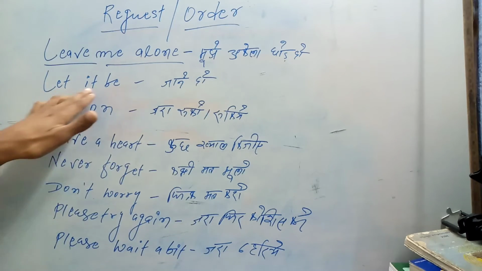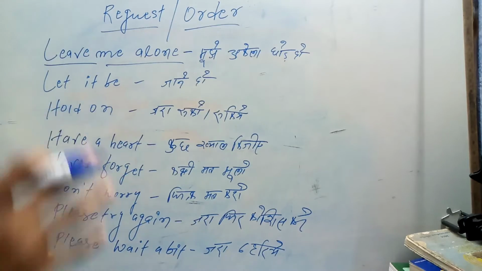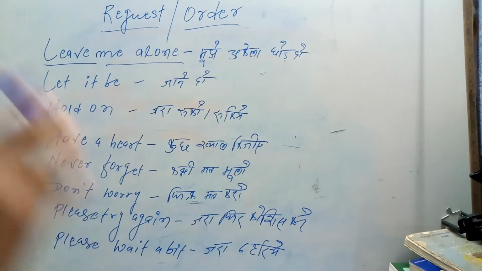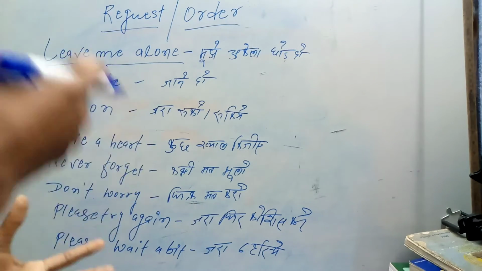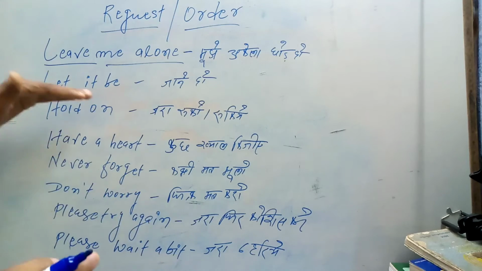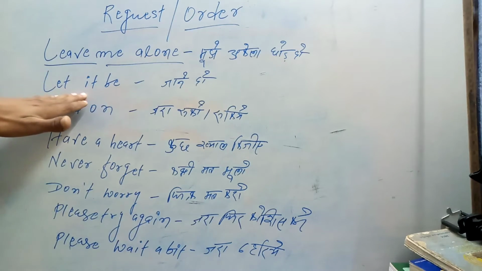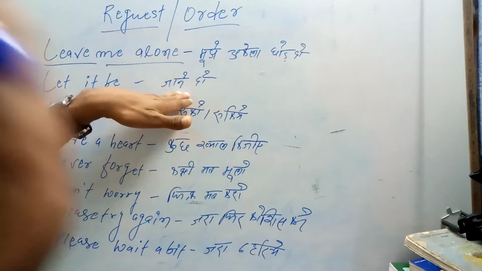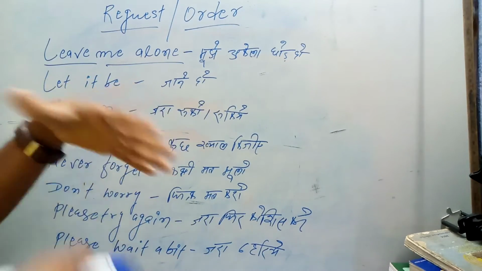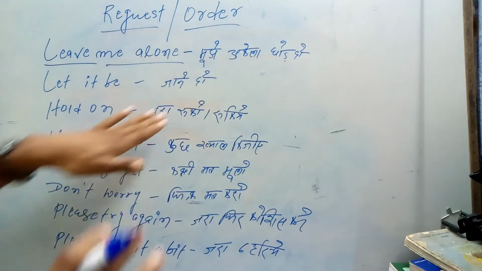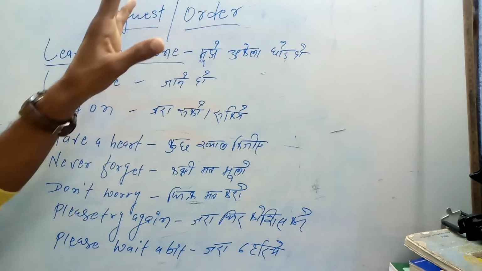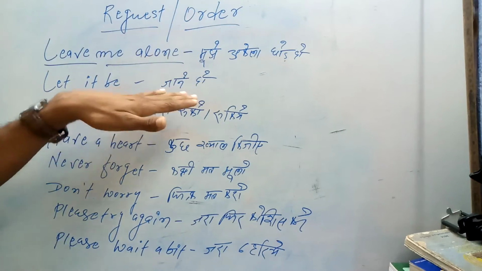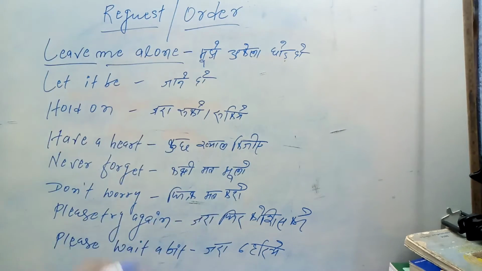Now let it be. When we don't care about something, at that time I say, something is going on, I don't care about what's going on. So I say let it be, which means जाने दो, होने दो, ऐसा होता है ना. मुझे उसके लिए कोई टेंशन नहीं है, केयर नहीं है, I don't care about it. Let it be, let it happen, I don't care about it. होने दो, जाने दो, क्या देश में हो रहा है मुझे उससे कोई फर्क नहीं पड़ता, मैं क्या करूँ उससे फर्क पड़ता है. ठीक है.